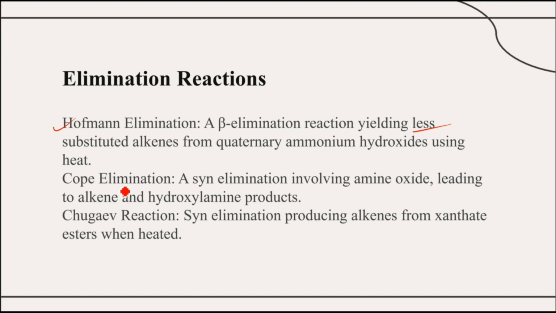Then comes Cope elimination. This is a syn elimination. Okay, where I am using the mechanism of a cyclic transition state. Syn elimination happens via a 5-membered ring. The stereochemical requirement is also important. Predict the product type of questions you can also expect from this part.